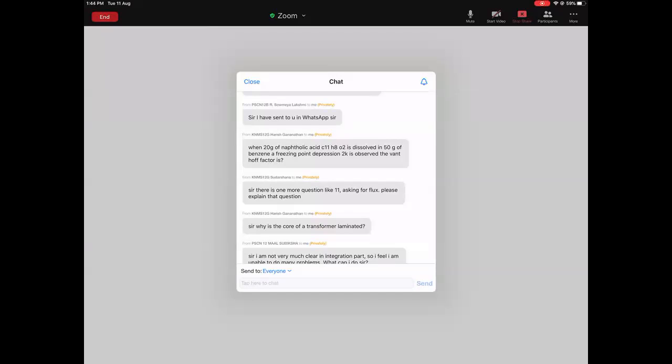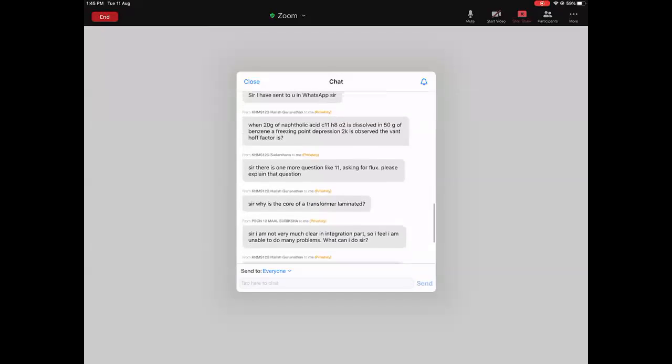Depression. Okay, so you have to tell me what is the Kf for this particular compound for benzene. If you tell me the Kf, I will tell you. Okay, so there is one more question, like 11, asking for flux. Please explain that question. I will do that.